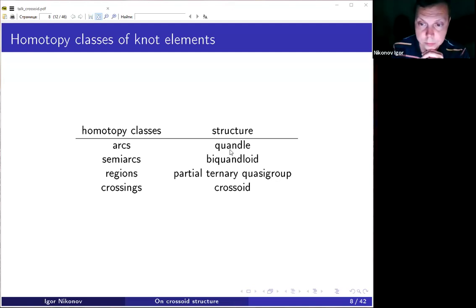Arcs lead to quandles, semi-arcs lead to biquandloids. It is some structure related to biquandles. And today I am going to speak about crossings and the related structure which is called crossoid.